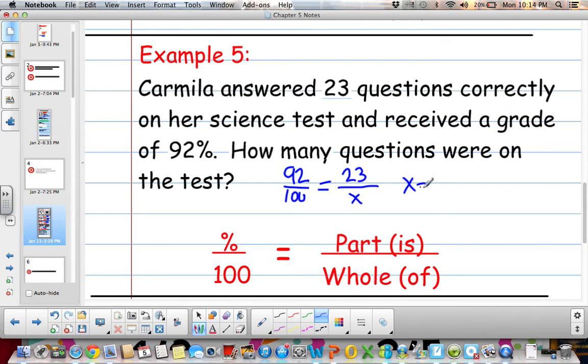So x equals 25. So that means that there were a total number of 25 questions, and she got 23 right out of 25. And if we think about that, 23 out of 25 is close to 100%, but just a little bit less, so that makes sense that it probably is 92%.